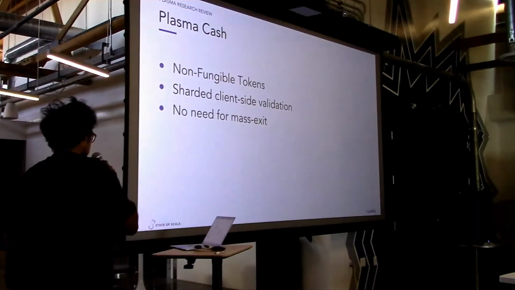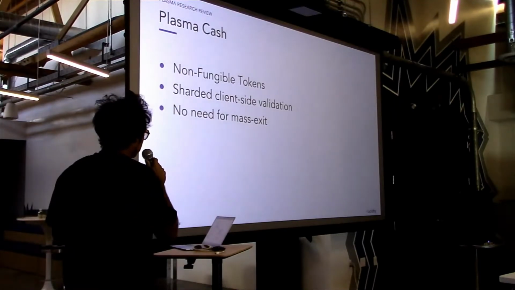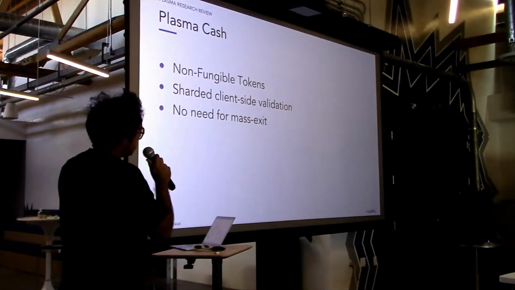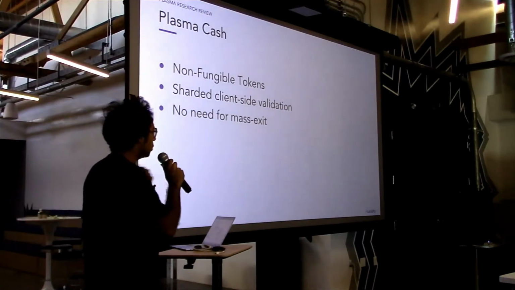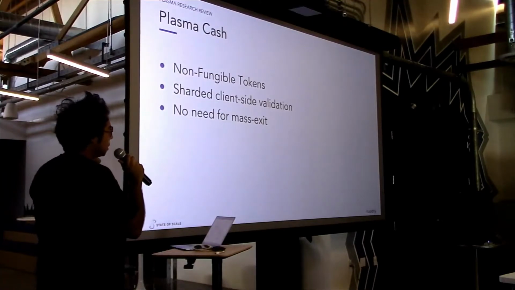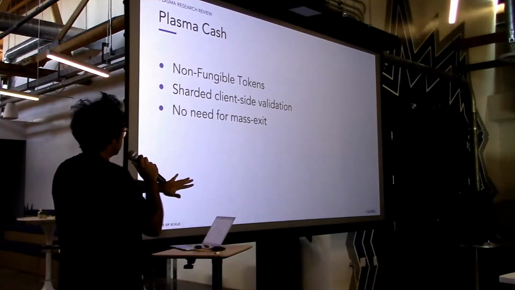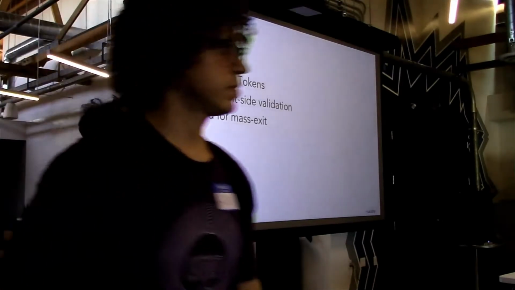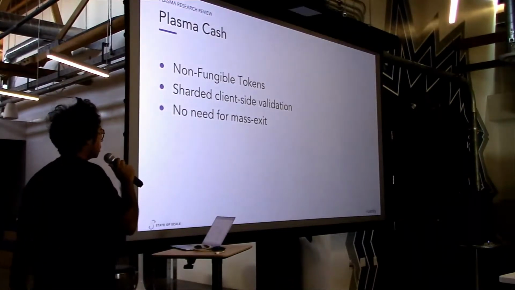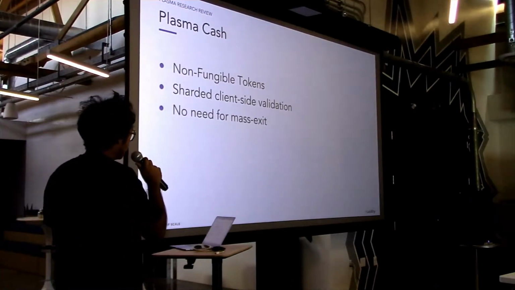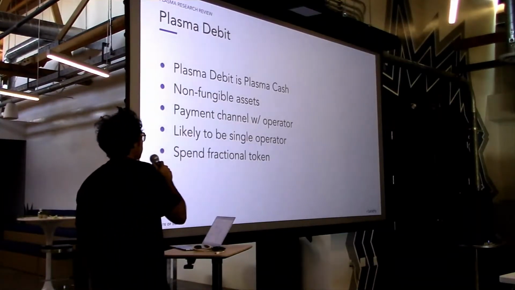Plasma Cash basically changes things so that you don't need a mass exit, because now your state, each leaf is a coin. And so basically, you can withdraw those coins at any point. And so you only have to track your coin or your coins. And so that's what it is, a sharded client-side validation. What that means is that it scales better because the participants only keep track of their coins. So there's no real need for a mass exit. You can exit at any time.